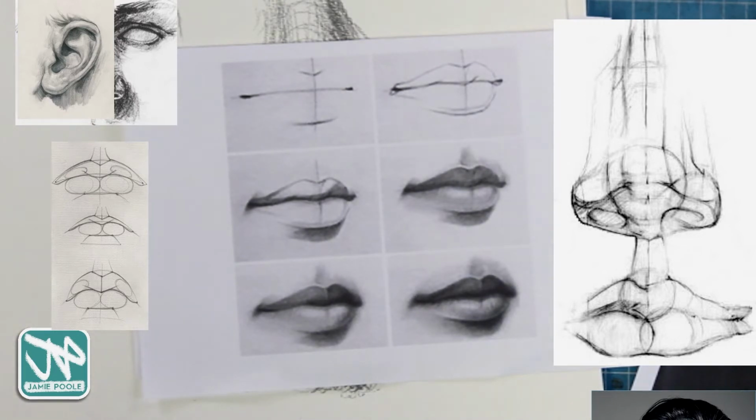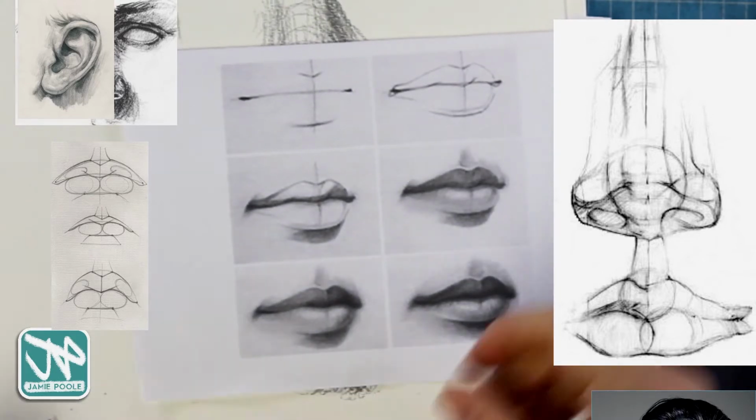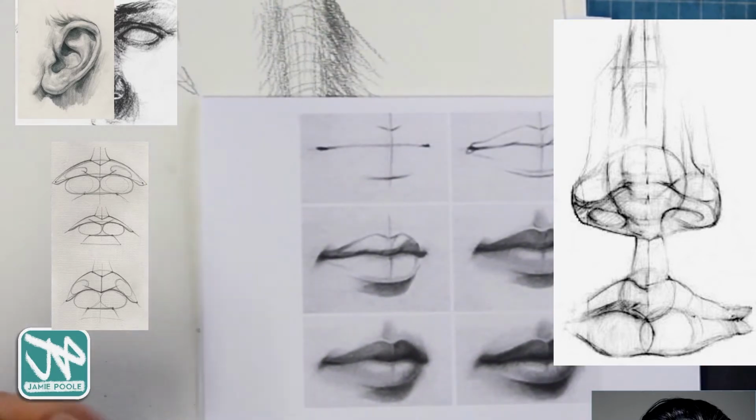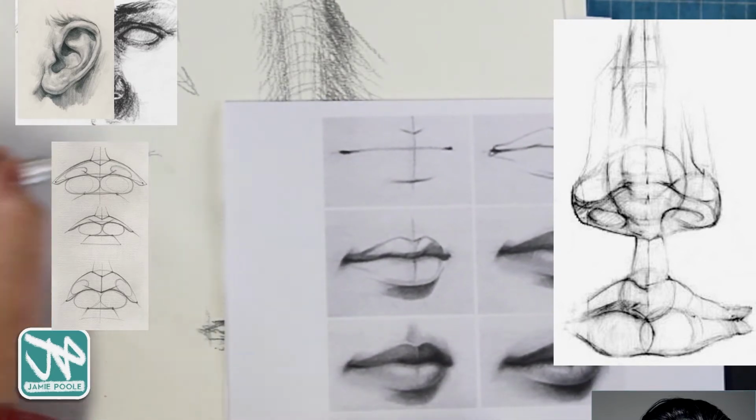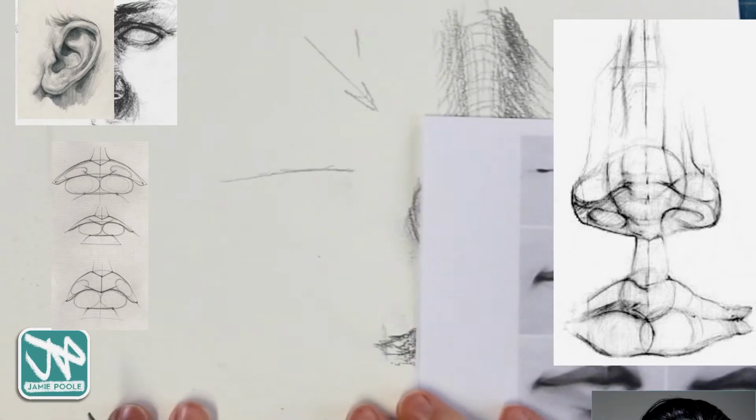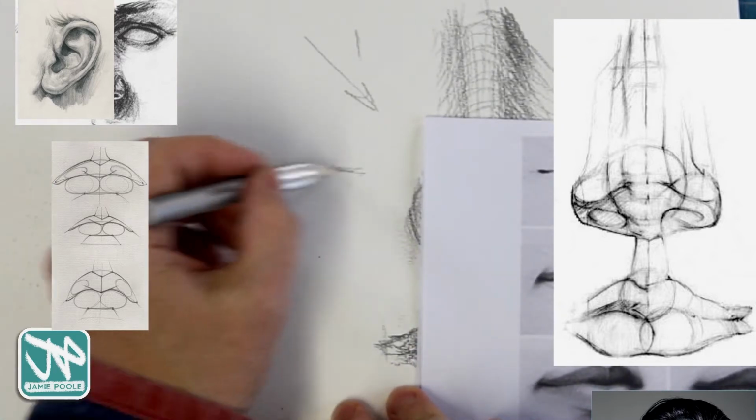So I'll just do a quick pair of lips at a slightly different angle using this sheet. I think I've put this on the website as well, so you should be able to find that there. So we've got a curved sort of a line. Let's just move it over. We've got a curved line here.